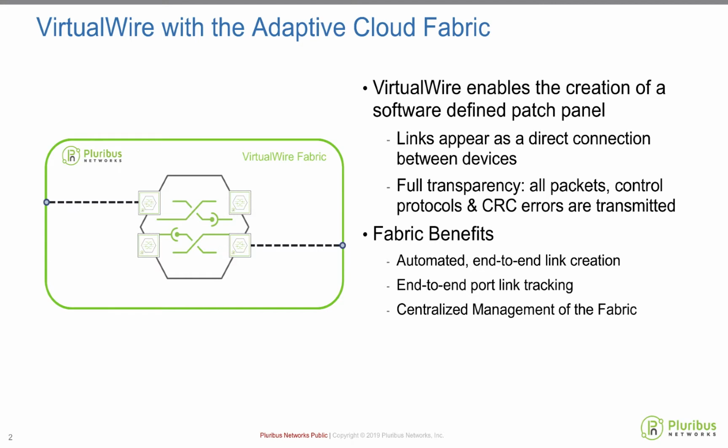In a fabric, VirtualWire brings several benefits to the table. For example, link creation is automated. Pick your endports, execute one command, and the Adaptive Cloud Fabric will build a path for you. Once created, the link's endports are synchronized. If one goes down, the other does as well. No traffic black holes. Additionally, the Adaptive Cloud Fabric enables centralized management, eliminating the need to configure devices one by one, allowing you to configure the entire VirtualWire fabric from a single node.